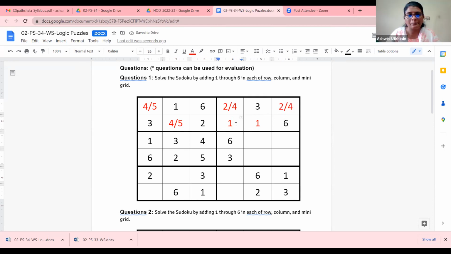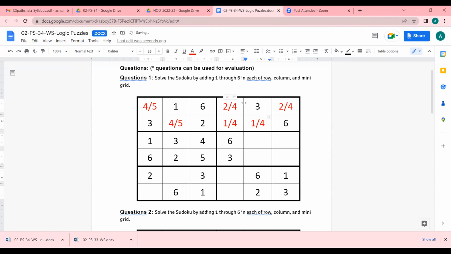Here, yes, ma'am, and the next one, yes. So we have identified the possible places for 4.